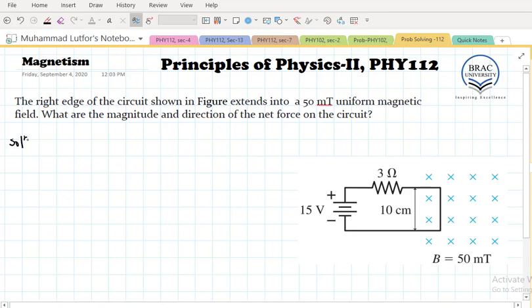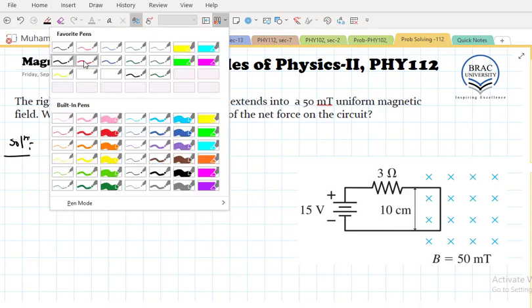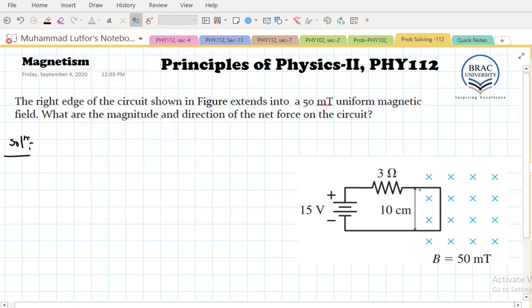To find that force, we have to consider three segments that we can define over here. I can use different colors. Say this is segment 1. This is another segment, segment 2, and this is segment 3.